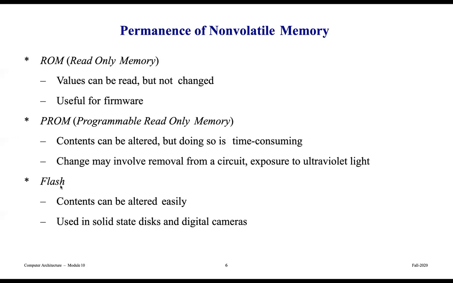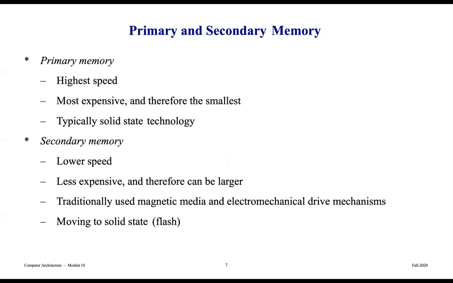Another type of non-volatile is flash, and contents can be altered easily. It's used in solid-state disks and digital cameras. If you have a thumb drive, sometimes they're called flash drives, and so that would be another example that you probably are familiar with.